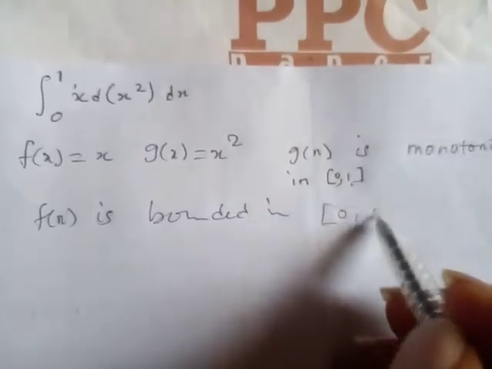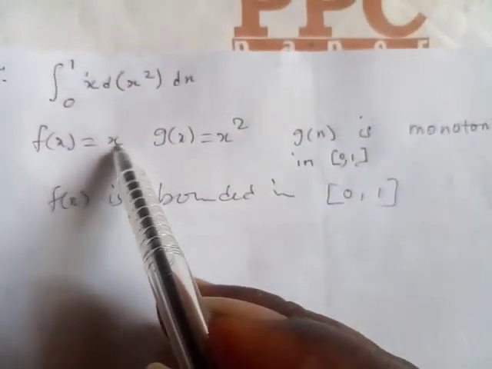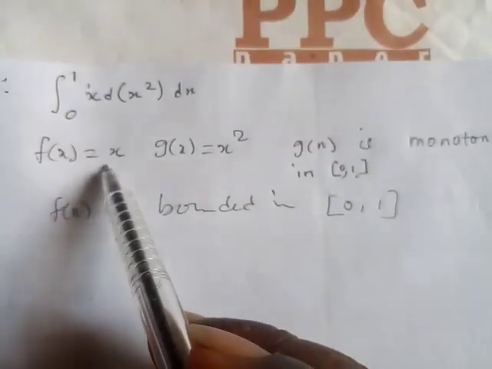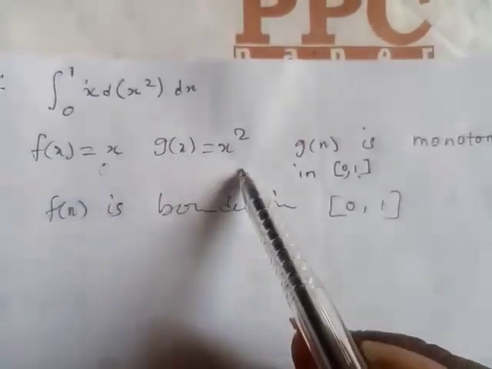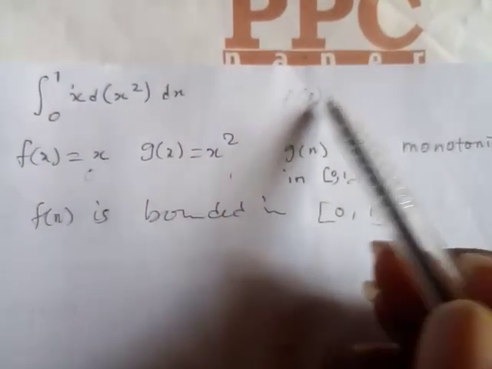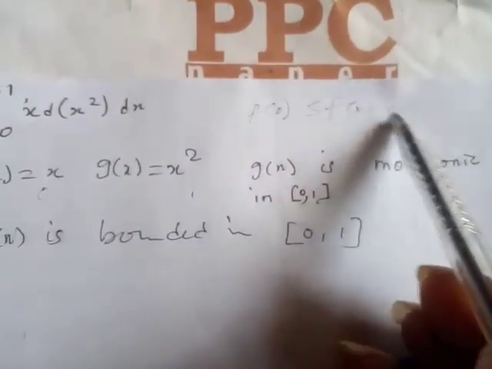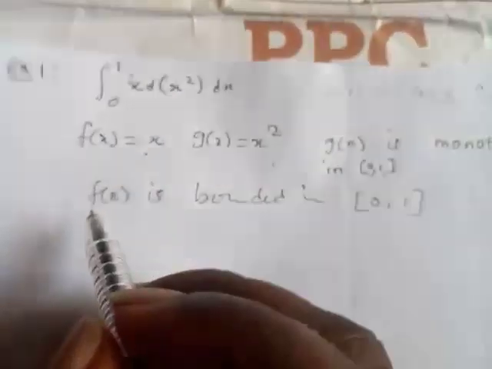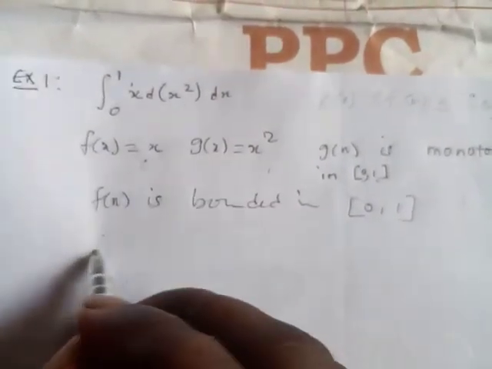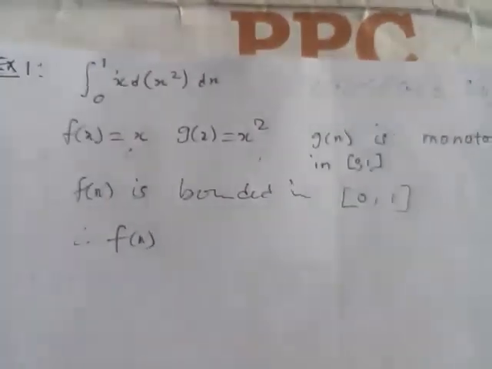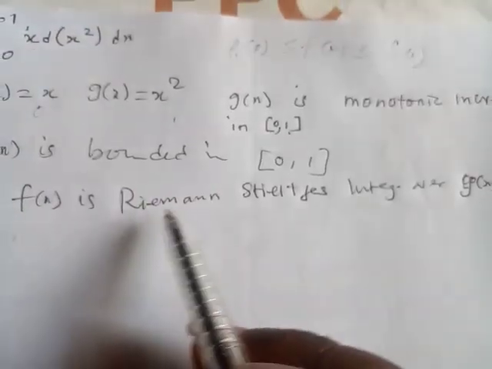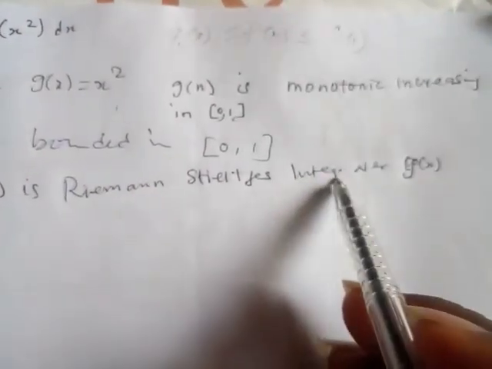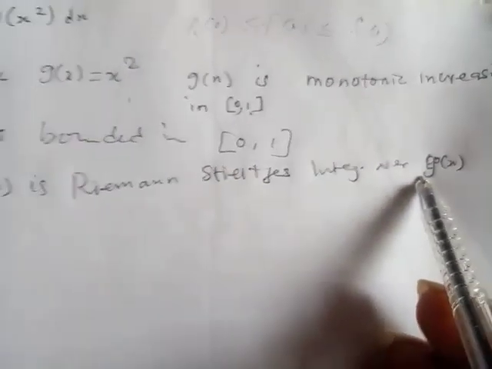It's bounded in the same interval, because when we put s to be 0, we have 0, and when we put s to be 1, we have 1. So that simply means f of 0 is less than or equal to f of s, which is less than or equal to f of 1. So it has a supremum and infimum, so it is bounded. Since it satisfies these two, f of s is Riemann Stieltjes integrable over this g of s.